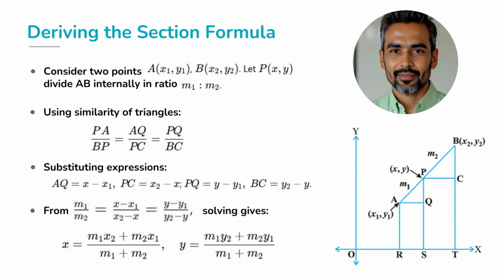From that similarity, we can say PA upon PB equals AQ upon PC equals PQ upon BC. When we substitute, AQ becomes x minus x1, PC is x2 minus x, PQ is y minus y1, and BC is y2 minus y. Now, equating ratios and solving step by step, we get x equals m1 times x2 plus m2 times x1 all over m1 plus m2. Similarly, y equals m1 times y2 plus m2 times y1 all over m1 plus m2. The section formula. One single neat formula to locate that point precisely.